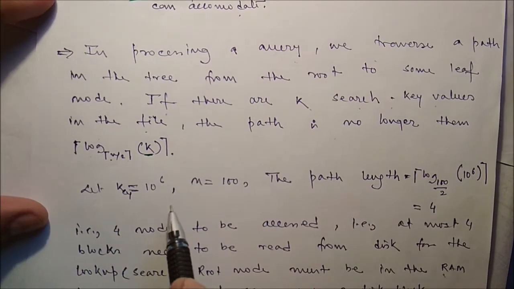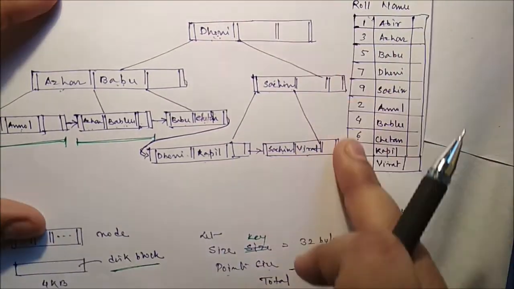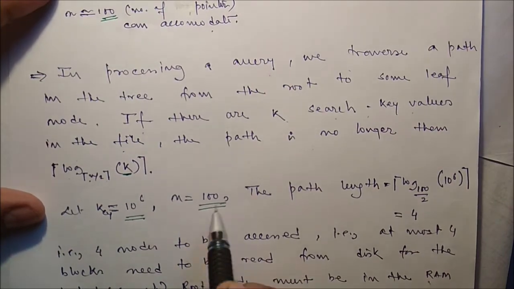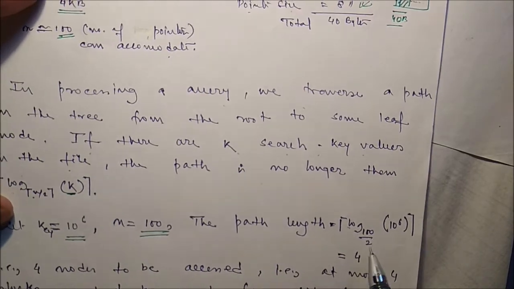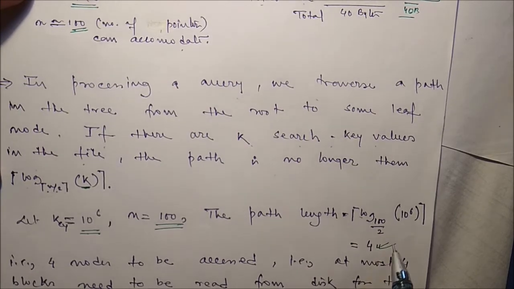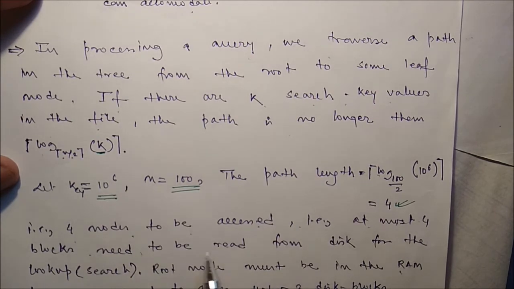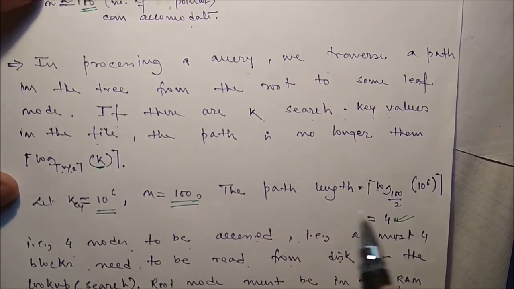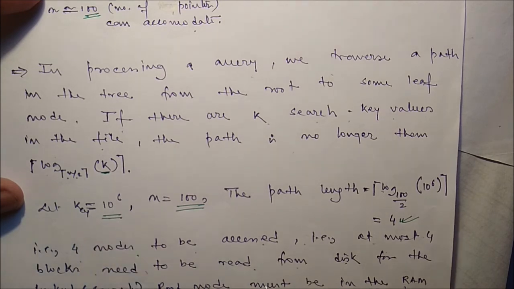Let us assume the total number of keys is 10 to the power 6, and n is 100. So the path length will be log base n by 2 of 10 to the power 6. If you calculate this, the answer is 4. That means 4 nodes to be accessed, that is, at most 4 blocks need to be read from disk for the search. So 10 to the power 6, near about 1 million keys, we can search.